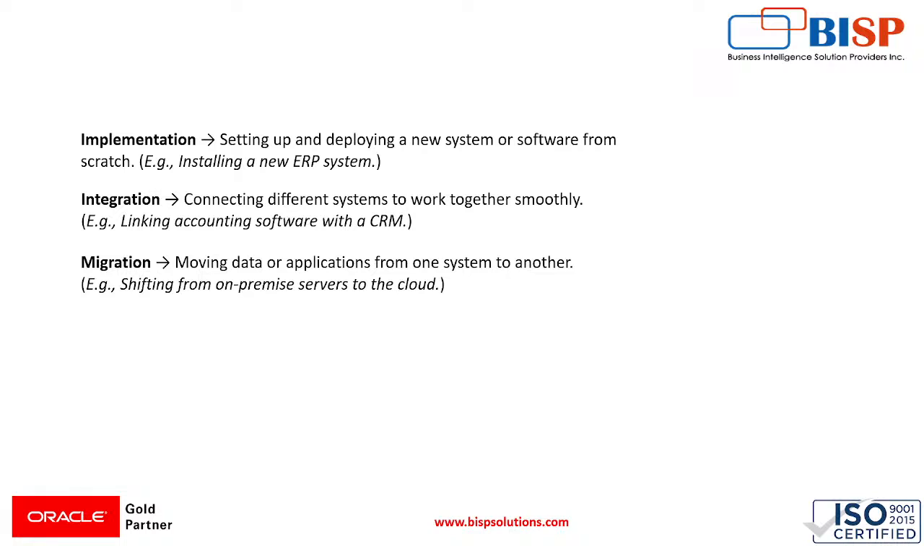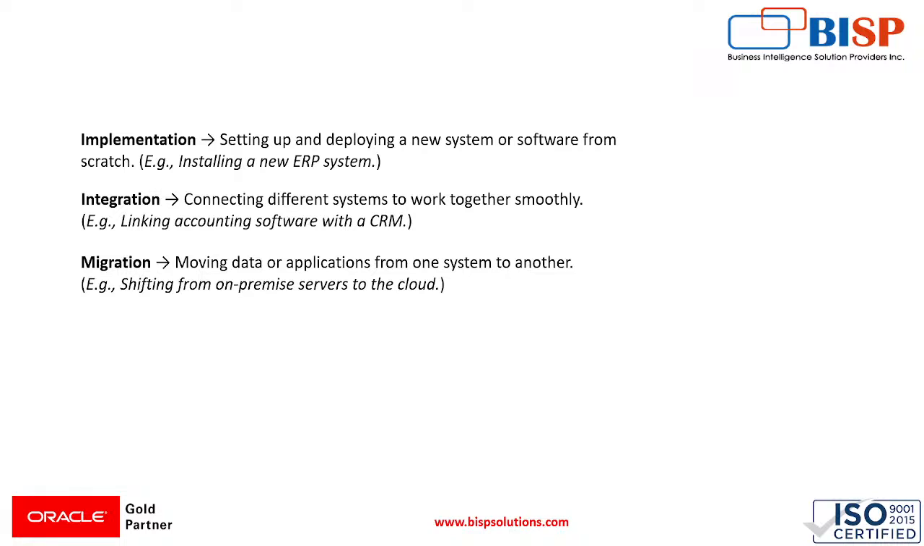And the second is integration. It means we are connecting different systems, applications, or software to work together seamlessly. For example, if we connect QuickBooks to the Oracle Fusion Cloud, we are connecting these two applications so that the software works together seamlessly. We have to ensure smooth communication and data flow between these systems, such as linking accounting software.